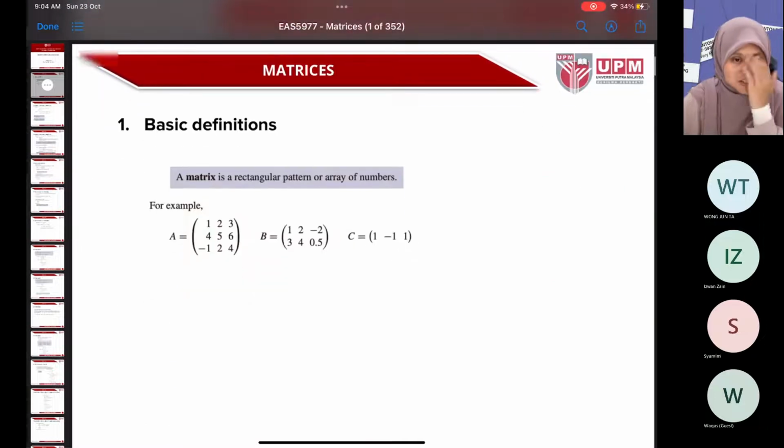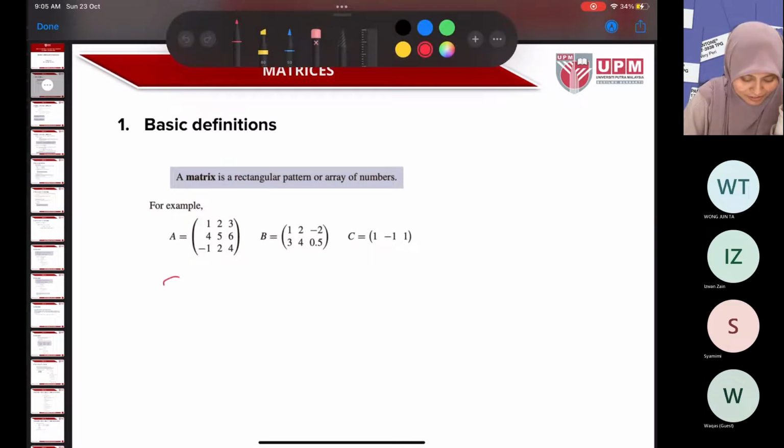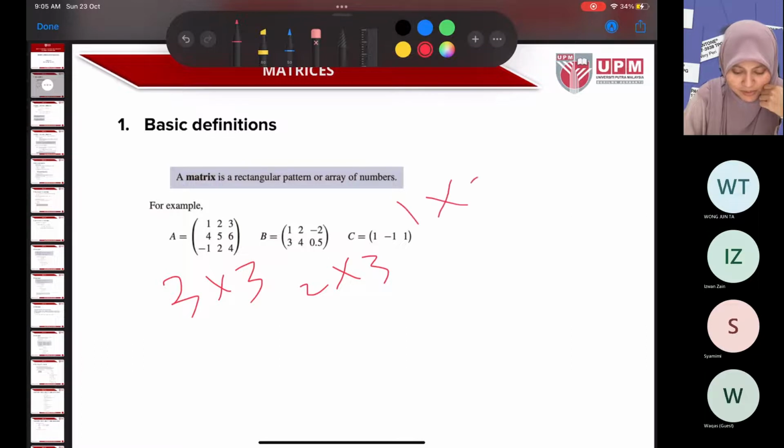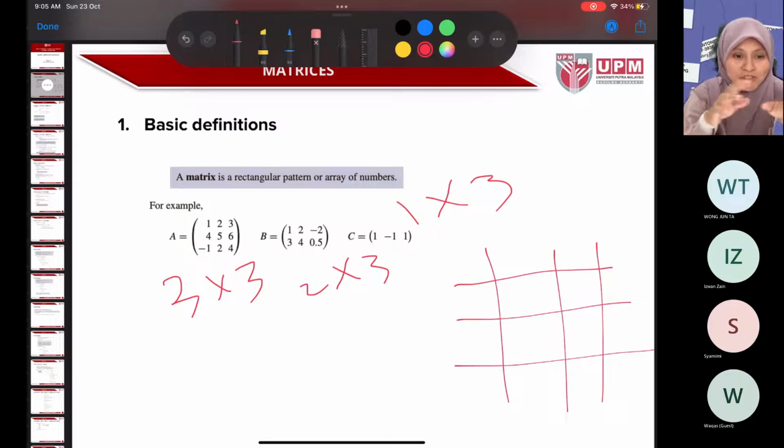First, matrix, some basic definitions. You already know about this. A matrix is a rectangular pattern or array of numbers, like vectors last week. For example, A is a 3 times 3 matrix, this one is a 2 times 3 matrix, and C is 1 times 3. Basically, we read the rows first, how many rows, and then the columns.